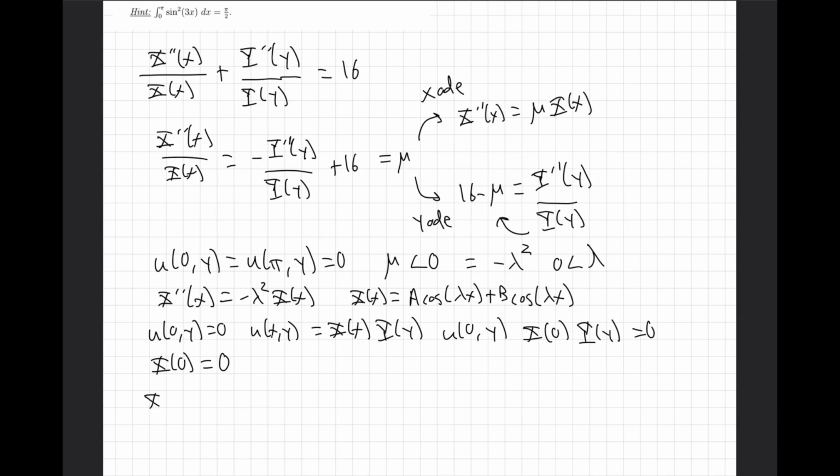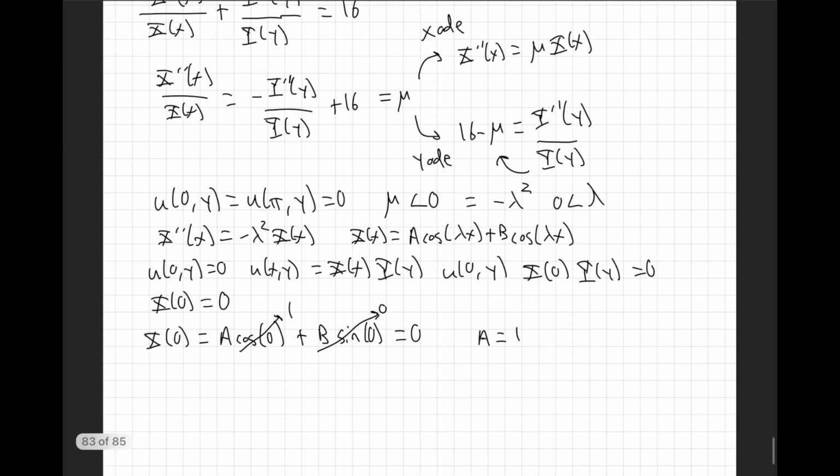We have X of 0 is equal to a cosine, and if we plug in x is 0, we get cosine of 0 plus b sine of 0. Sine of 0 is 0, so this doesn't matter, and this is equal to 0. Cosine at 0 is 1, so we have that a is equal to 0. So that term disappears, and we can update the value of our x solution. X of x is now equal to b sine of lambda x.